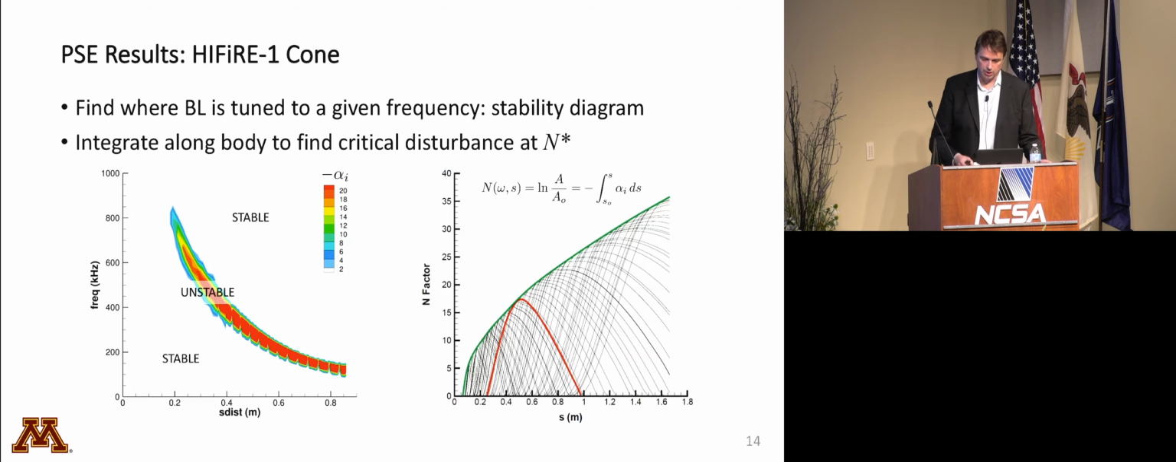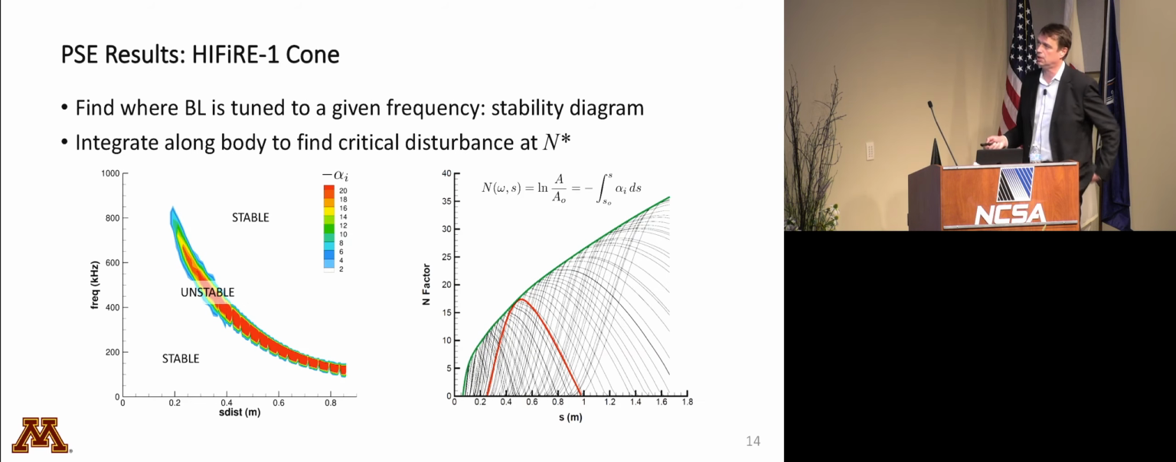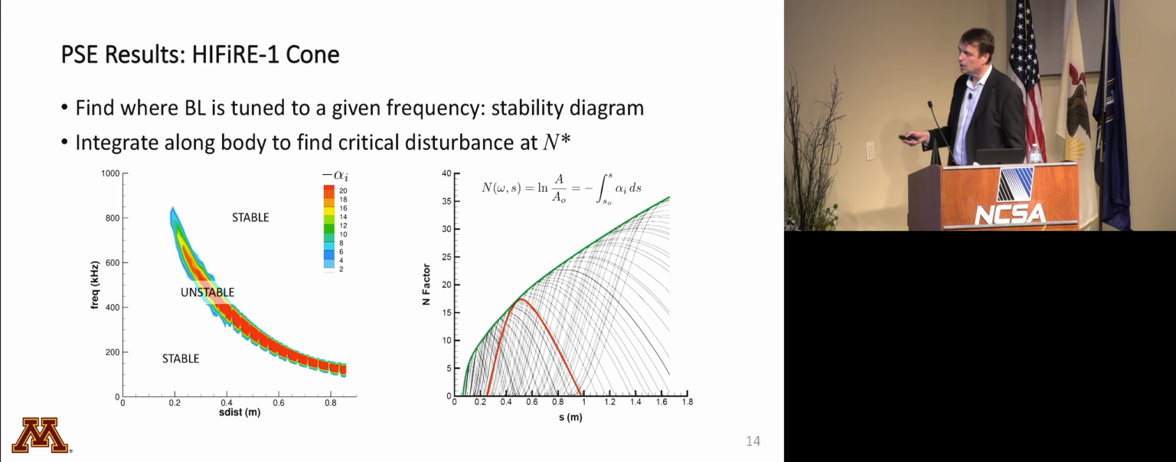And so, an analysis like that is shown here. This is the HiFire 1 cone, and this is the second mode disturbance. Basically what you can see here is distance and frequency of disturbances. What's plotted are all of the disturbances in this little banana-shaped region, where the boundary layer is tuned to acoustic disturbances. And this negative alpha I is the growth rate, and that means that in this region of space and frequency, the boundary layer is unstable to disturbances.